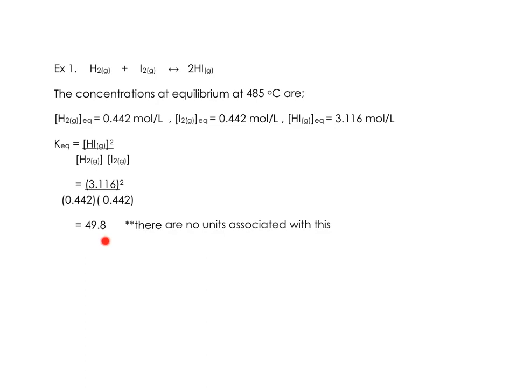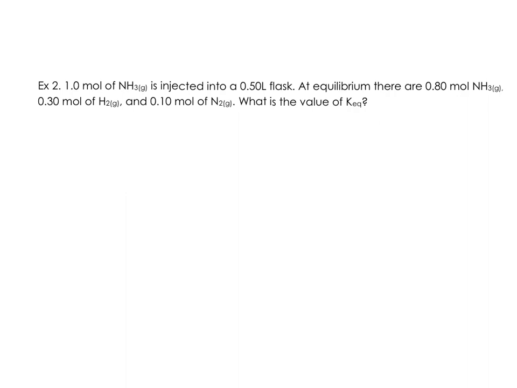So this equilibrium constant is equal to almost 50. So this actually favors the right hand side, the products. There's way more products at equilibrium than there are reactants. So let's do an example.